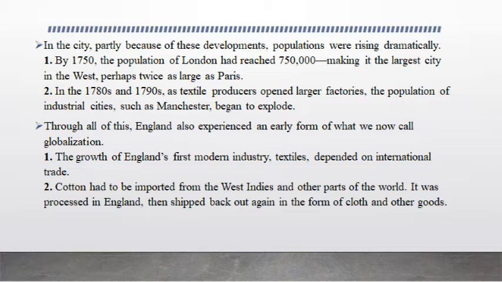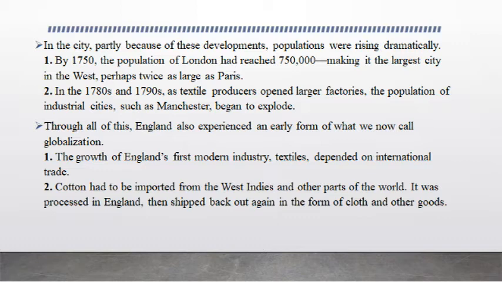And so later, in our course, when we see writers like Fielding or Dickens talking about urban life, talking about London, we need to understand that they're viewing London as something unique and unprecedented. It's not just another big city. It's not just another nice place to visit. It's a historical phenomenon. In the 1780s and 90s, as textile producers opened larger factories, the population of other cities, industrial cities, like Manchester and Birmingham, it explodes.